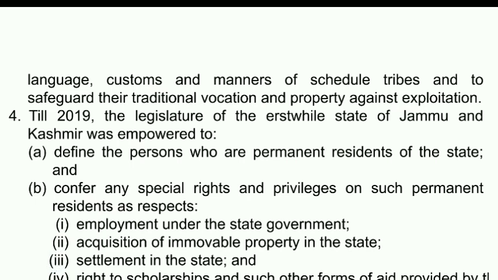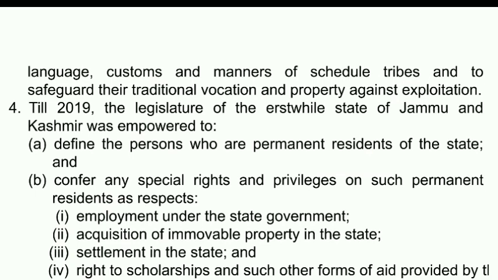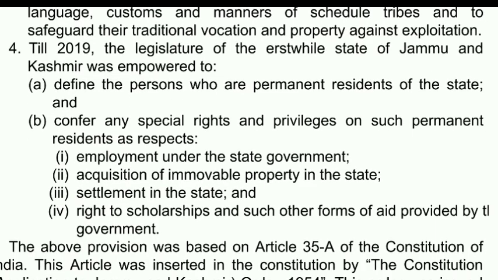Number 4. Till 2019, the legislature of the erstwhile state of Jammu and Kashmir was empowered to A. Define the persons who are permanent residents of the state, and B. Confer any special rights and privileges on such permanent residents as respects. Number 1. Employment under the state government. Number 2. Acquisition of immovable property in the state. Number 3. Settlement in the state. And number 4. Right to scholarships and such other forms of aid provided by the government.